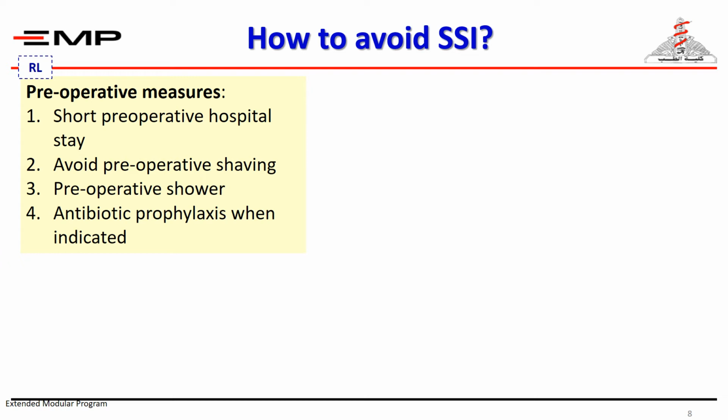Pre-operative measures include: plan for a short pre-operative hospital stay. This lowers the risk of acquiring multi-drug resistant hospital strains infection. Pre-operative shaving should be avoided. Hair should be removed only with a clipper, because minor skin abrasions enhance skin colonization. A bath or shower prior to surgery is recommended.